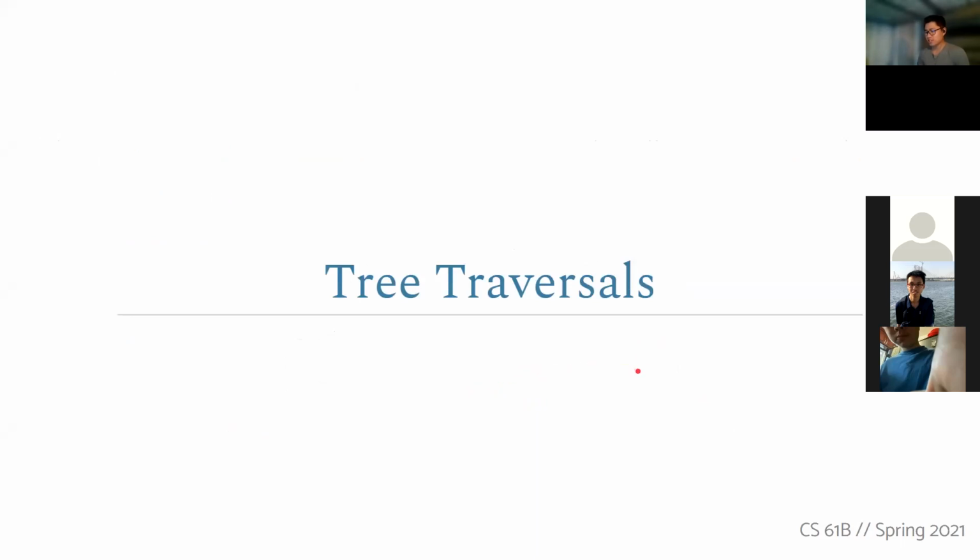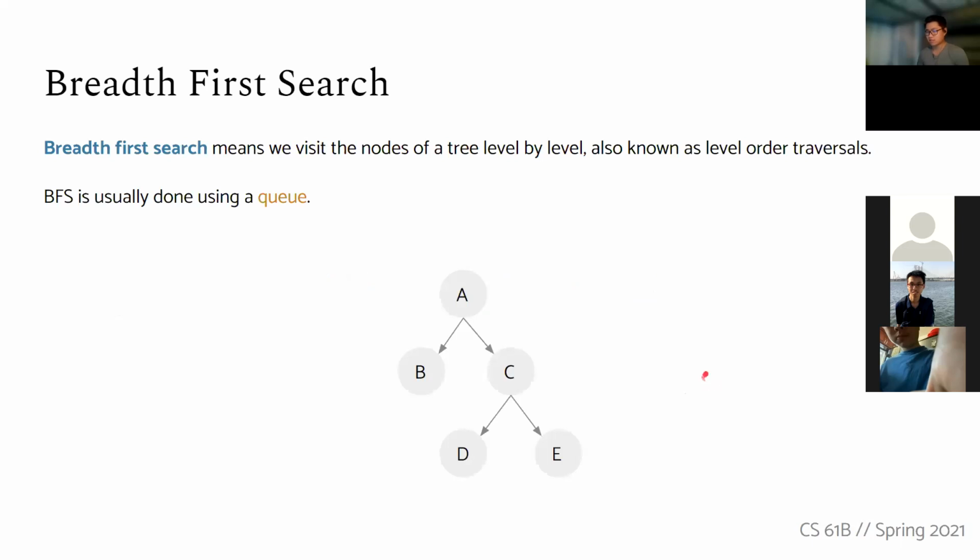So we're going to take a quick look at tree traversals, which is sort of part of BSTs, I guess, or more so part of trees than anything. So there's BFS and there's also DFS. In the case of BFS, it stands for breadth first search, which means that we will visit the nodes level by level.